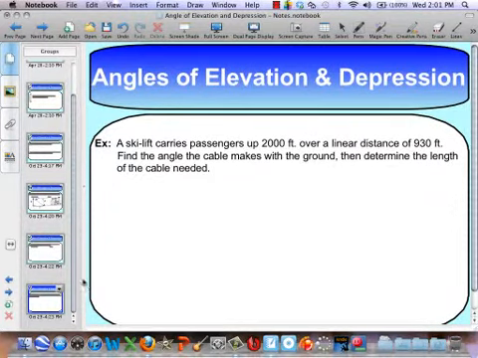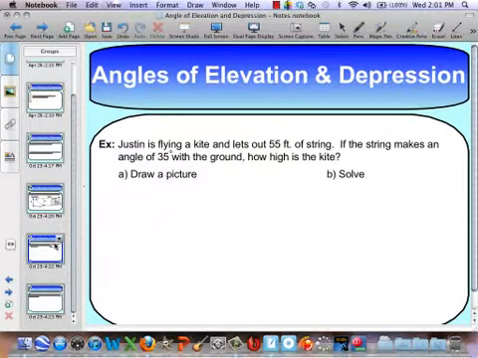All right, let's do this one. Justin is flying a kite, lets out 55 feet of string. Okay, and you guys see a little boy flying a kite out in the middle of the field, about ready to get hit with a bolt of lightning, yes. Not that I disagree with your assumption. We're hitting the face with the Franklin.